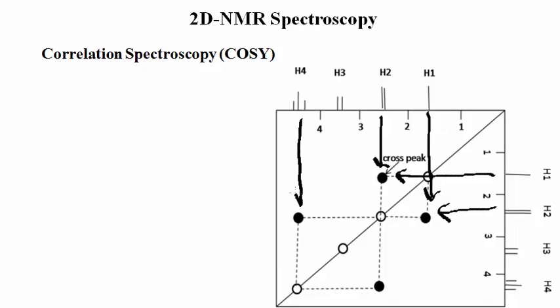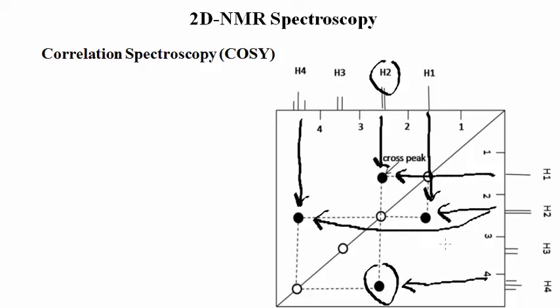Likewise, hydrogen number 4 is coupled with hydrogen number 2. And again, symmetrically here, hydrogen 2, for this dot in the middle here, is coupled with hydrogen number 4. And so, for example, you can see that hydrogen number 3 here is not coupled to any of the other hydrogen atoms in this molecule. And so you know that it's more isolated and separated physically from the other protons in the molecule. So this is one example of how you can really get some extra structural information out of this.